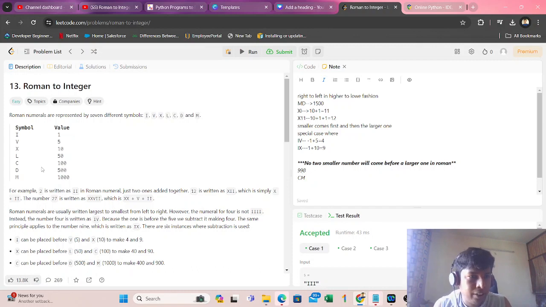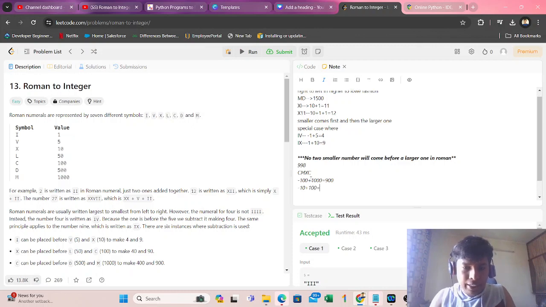Now how to get to 90? C is 100, X is 10. So you have to subtract 10 from 100. So X and C. So this becomes XC. So basically minus 100 first, then plus 1000, you will get 900. Then minus 10 plus 100, you will get 90.